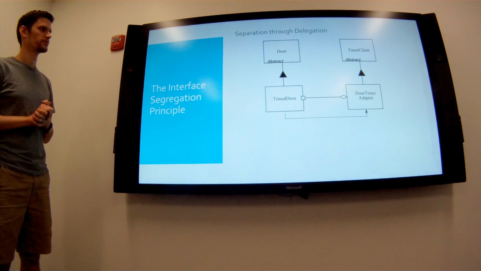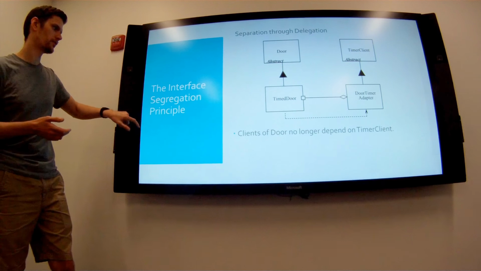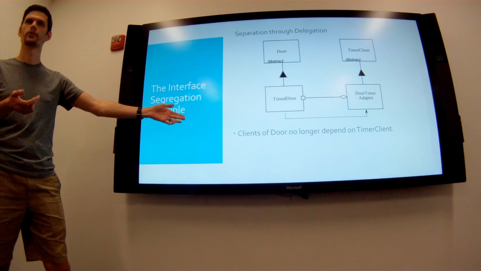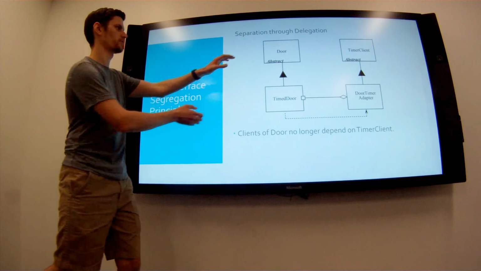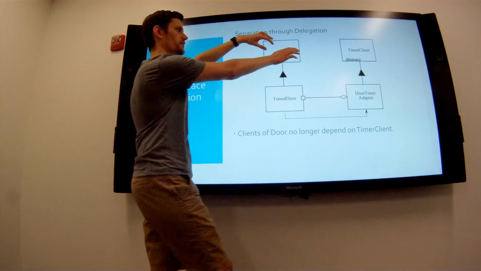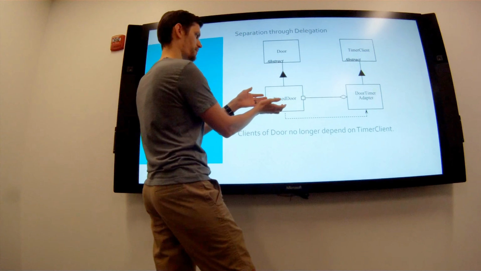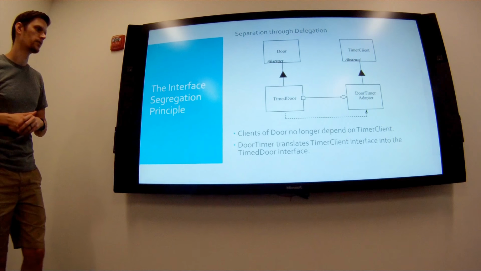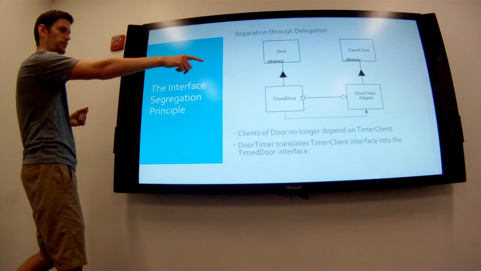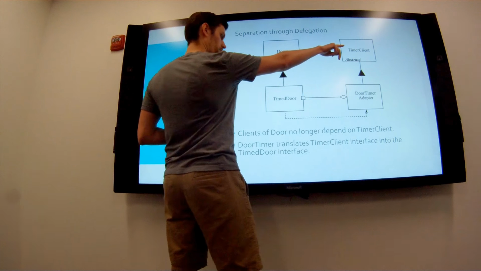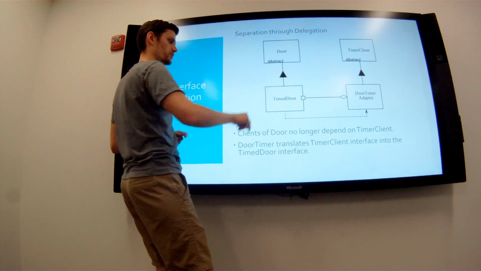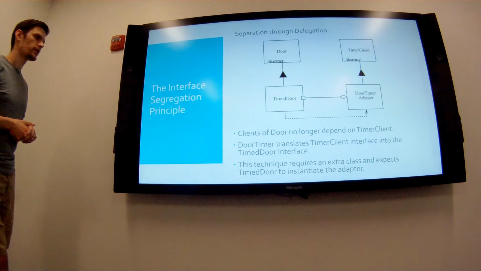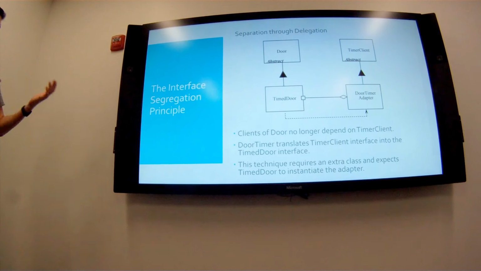So, either way, the advantage here is that users of Door no longer need to worry about a TimerClient. That's all just isolated. Door is over here, and TimerClient is in its own world, and it just happens that TimedDoor can bridge into that world. DoorTimer, which is the adapter, just translates, as I said earlier, the TimerClient to the Door interface, or specifically the TimedDoor interface. And the one downside is that there's just an extra class.